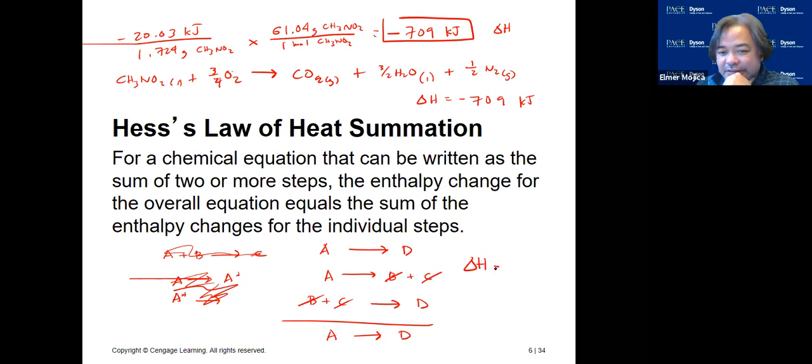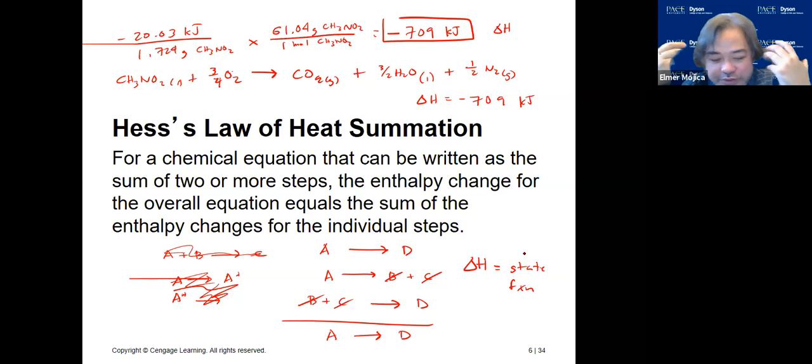Delta H is your, what? State function. So when you are a state function, it doesn't matter how you get there, only where you start and end. It's only the beginning and the end. The one in between, it doesn't care. Okay, so that's what we call your Hess law.